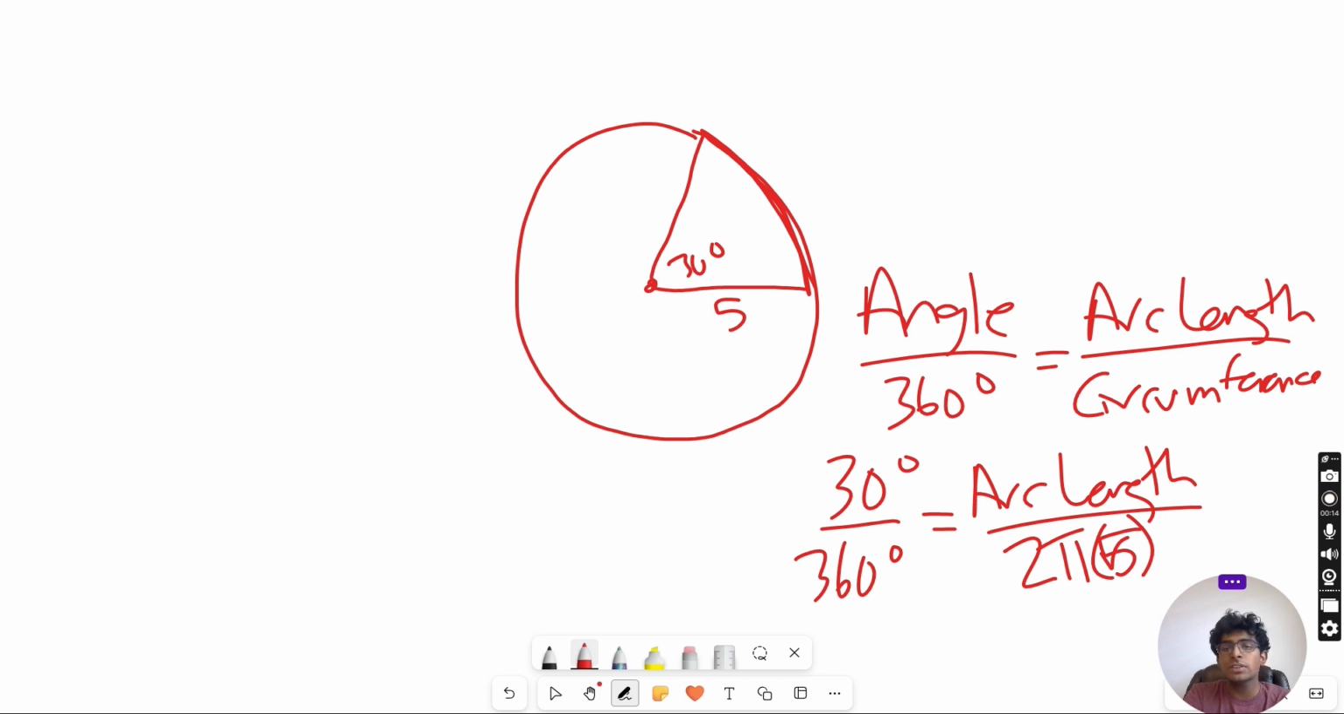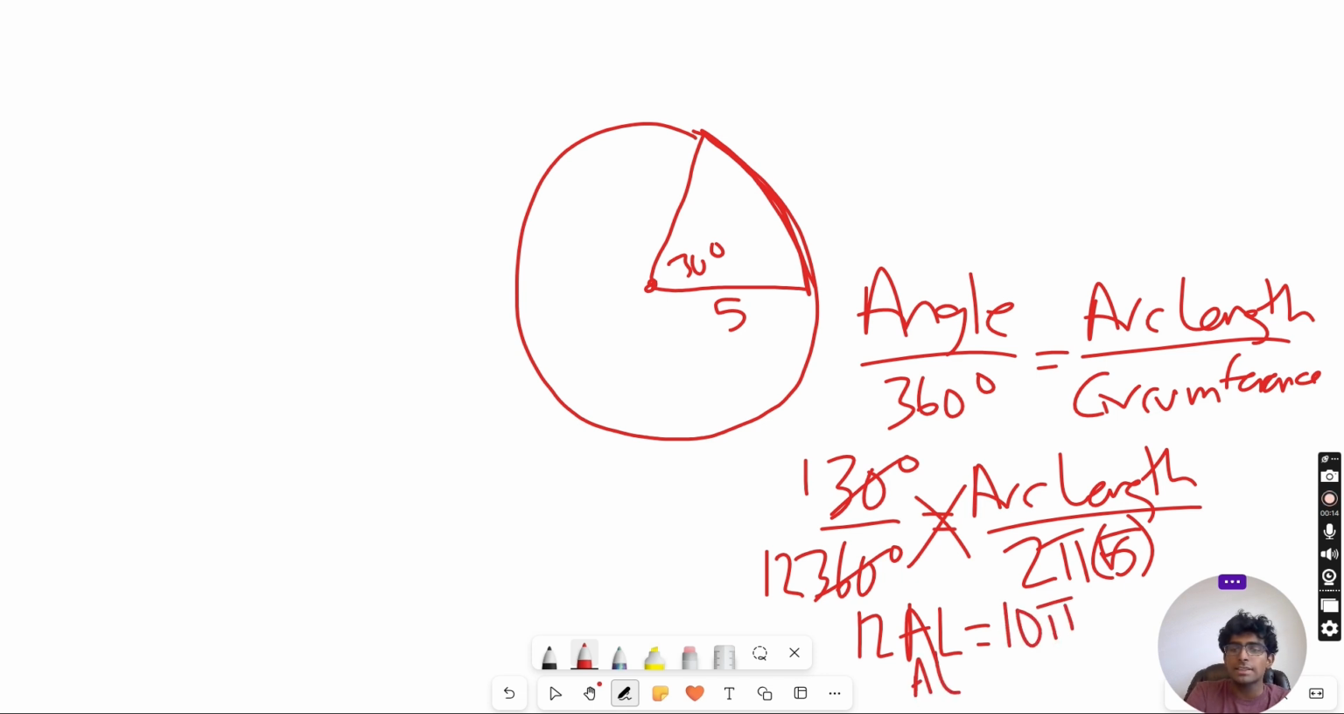So I'd simplify this ratio first of 30 over 360. When I divide, 360 divided by 30 would be 12, so 1 over 12, and then I would cross multiply. 12 times my arc length, I'm going to call it AL, equals 10 pi. So my arc length is going to be 10 pi over 12, or 5 pi over 6 if we divide by the greatest common factor of 2.